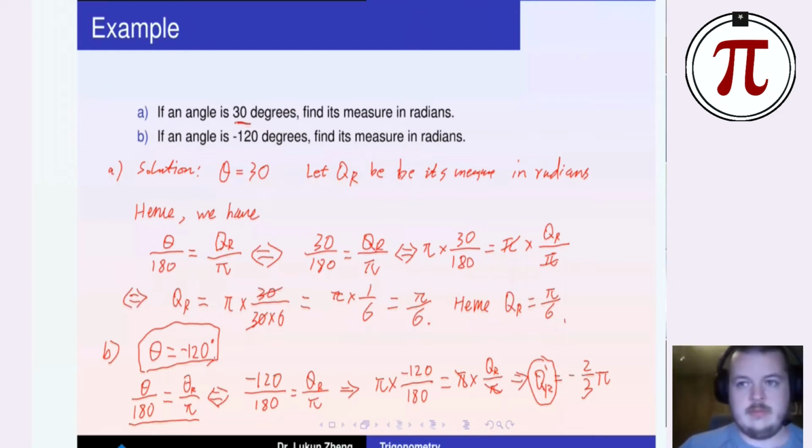Okay, very good. Now in the future, what do we do? Given an angle in degrees, we set up the equation, multiply both sides by pi, and find out theta r. That's how we do this.